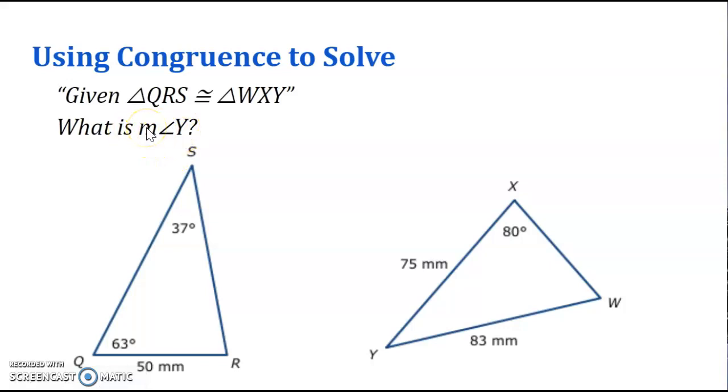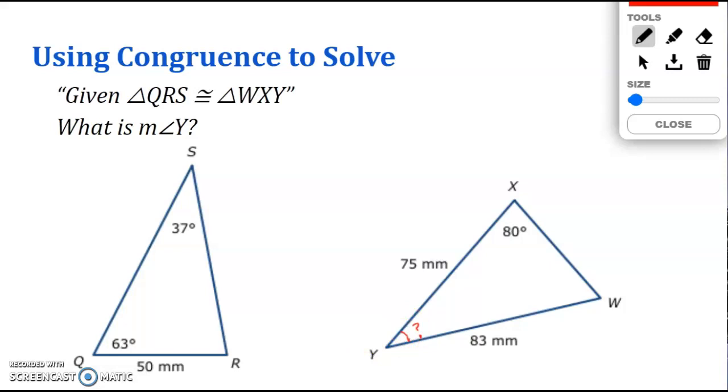That little m means what is the measure? Measure is like how big is it? So how big is angle y here? We are looking for this angle here, angle y. We're looking for the angle measure, not the side length. So I put the question mark there to say that this is the angle that we're interested in.